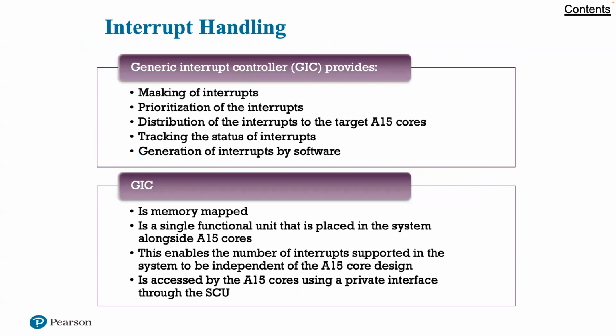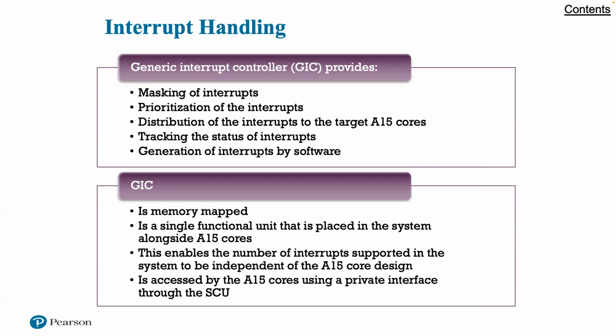The GIC correlates interrupts from a large number of sources. It provides masking of interrupts, prioritization of the interrupts, distribution of interrupts to the targeted A15 cores, tracking the status of interrupts, and generation of interrupts by the software. The GIC is a single functional unit that is placed in the system alongside A15 cores. This enables the number of interrupts supported in the system to be independent of the A15 core design.